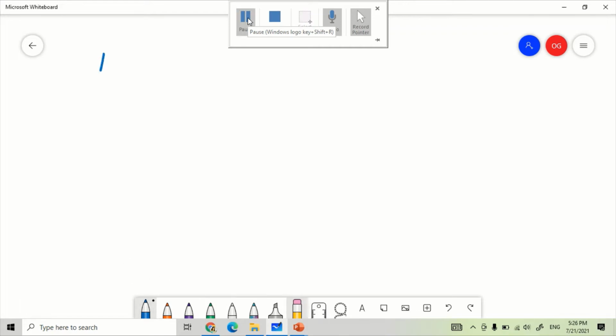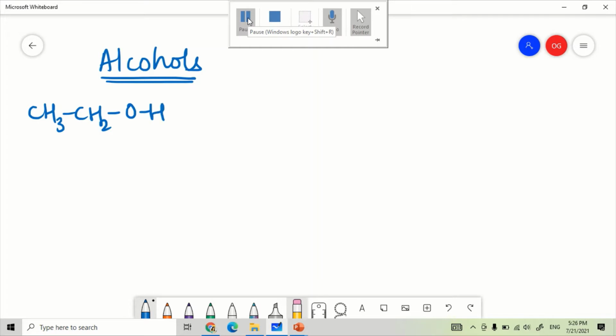So let us learn today fragmentation of alcohols. What is the mass fragmentation pattern for alcohols? We will start with a simple example, CH3CH2OH. Our first step is writing this arrow and putting this electron.